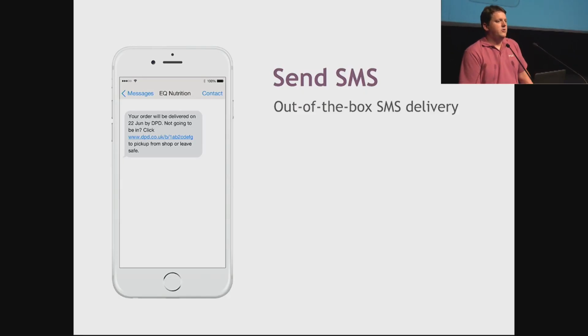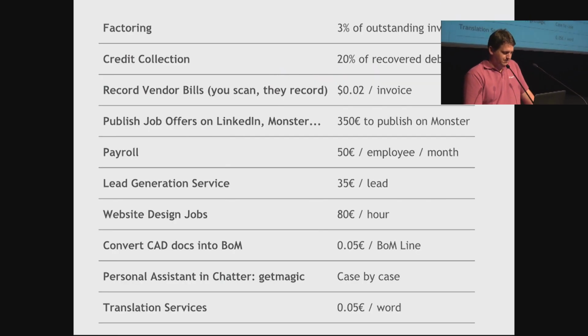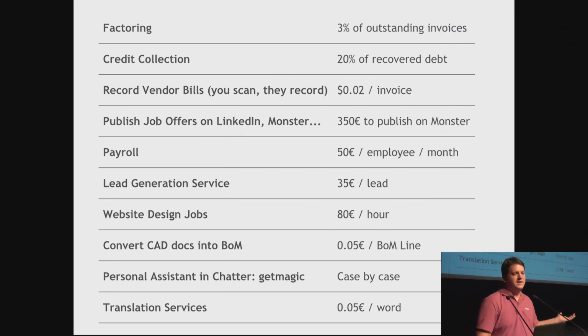The other example, the one that Anthony showed you just before, was how to send SMS. So you could send SMS in just a click in Odoo, and you could apply that to any kind of service: publish job offers, payroll, lead generation service, even real services like designing a website. So you could have designers on demand, translation service.